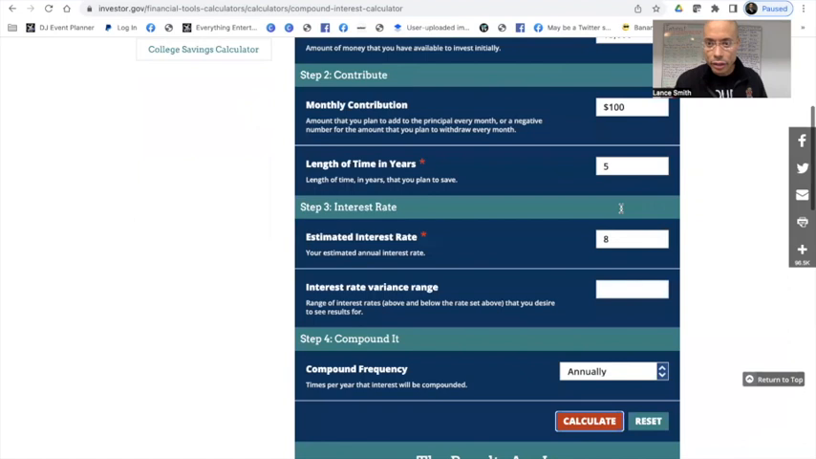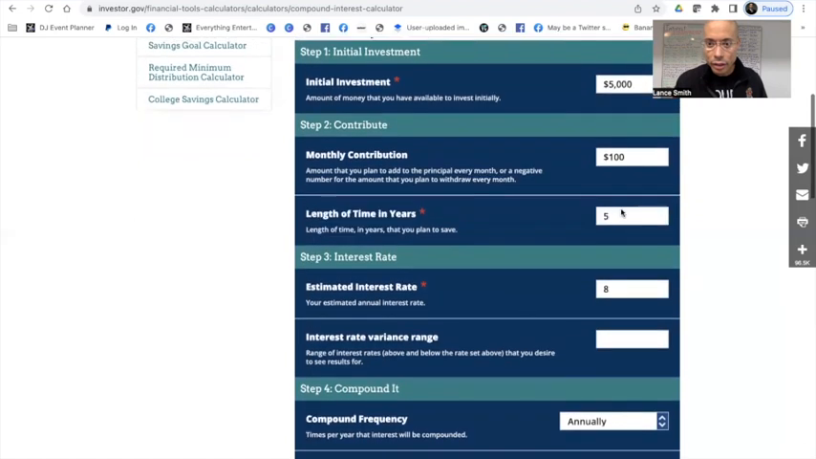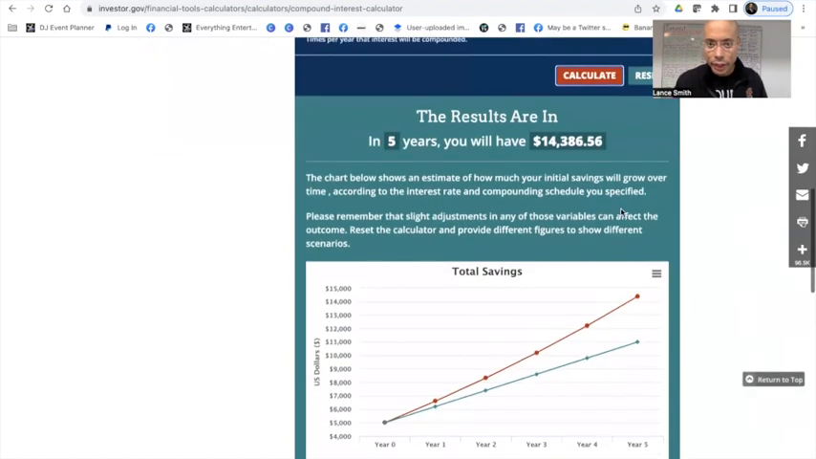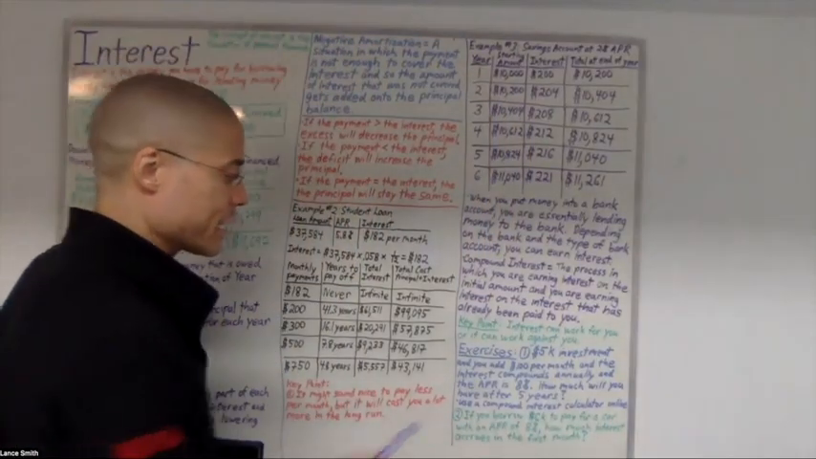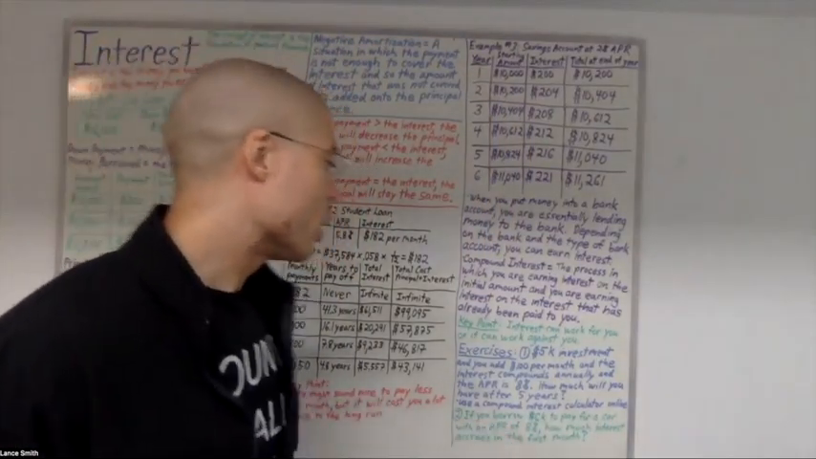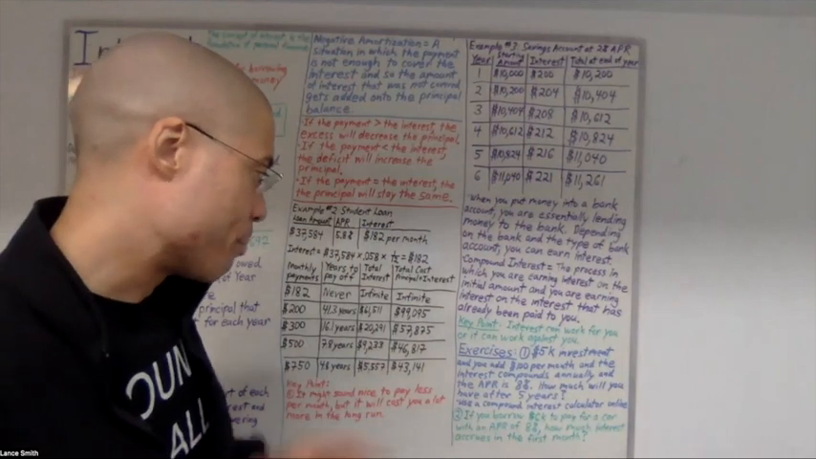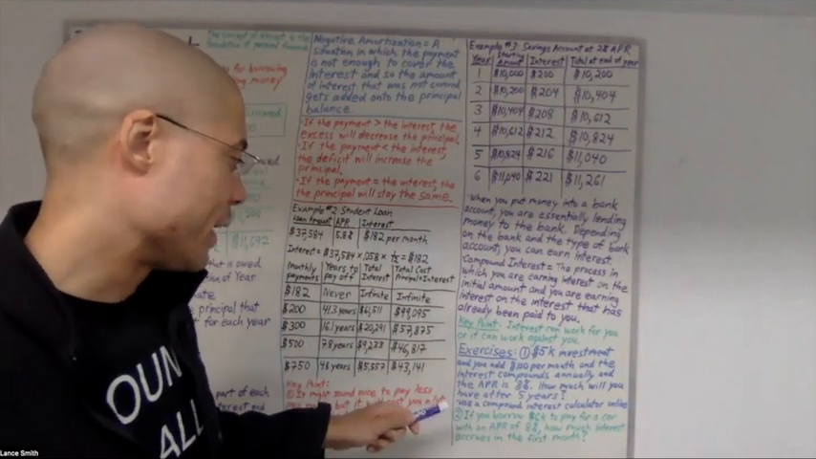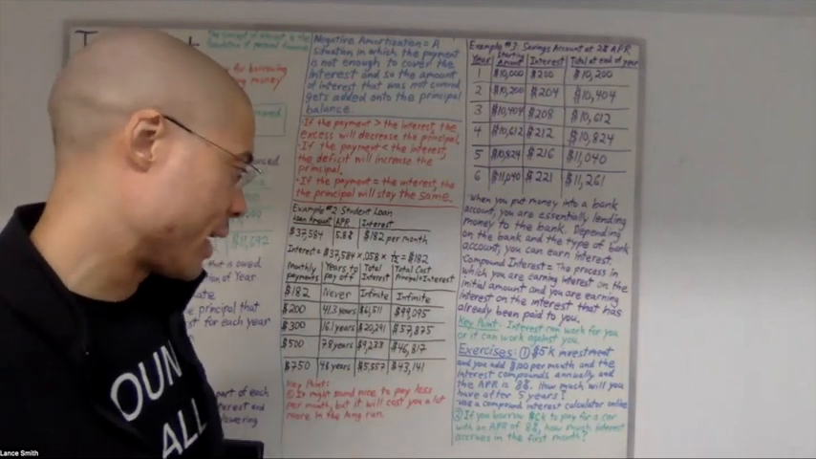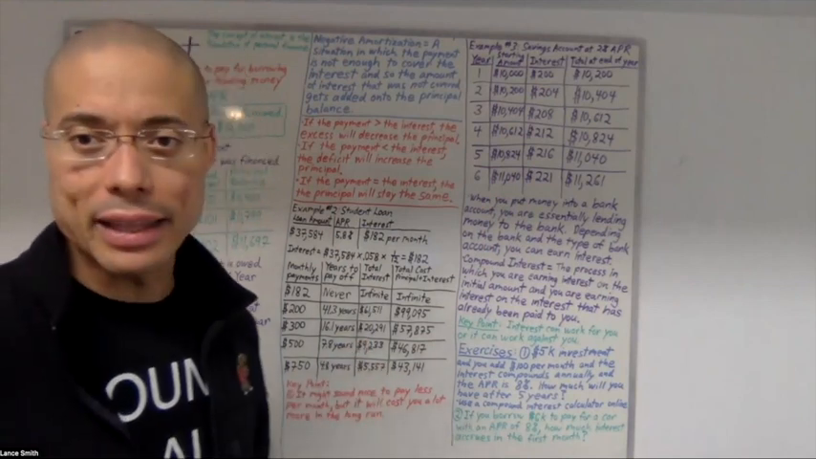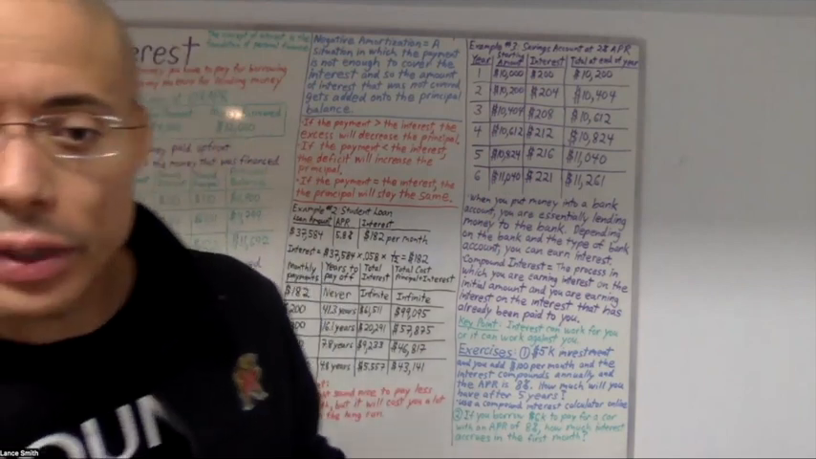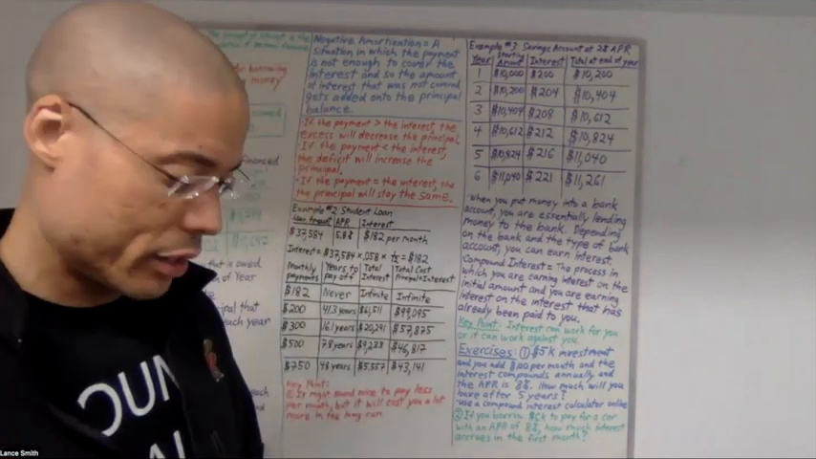Let's see. And we get $14,386.56. And now, exercise number 2. If you borrow $6,000 to pay for a car with an APR of 8%, how much interest accrues in the first month? All right. So this one, we just use a regular calculator to do this one.